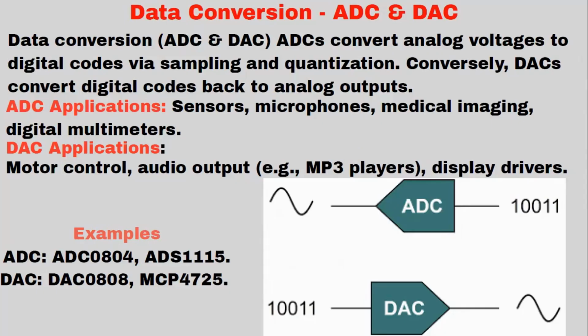Now, some popular ADC and DAC ICs you can see on your screen, on the left-hand side: ADC0804, ADS1115, whereas DAC0808, MCP4725. Here I have given a simple diagram of how analog is converted to digital and digital to analog. That is 1001, the digital and analog signal. You can see how it is converted. This part is also very important.